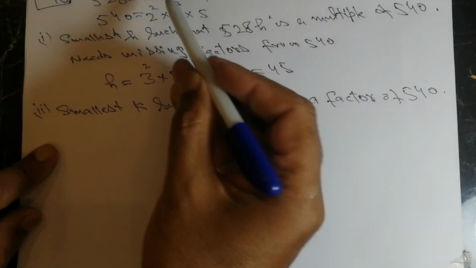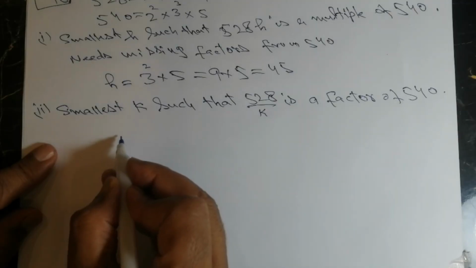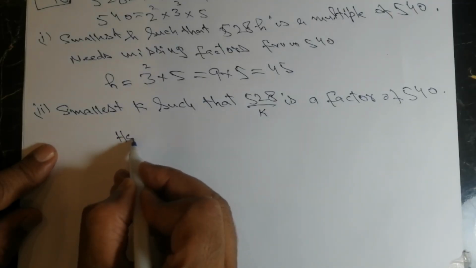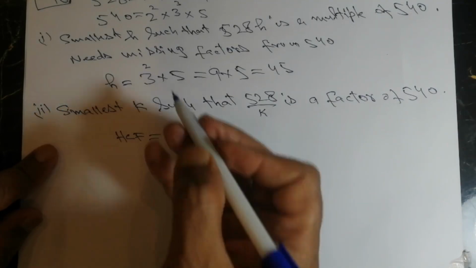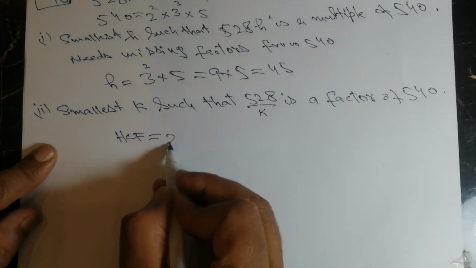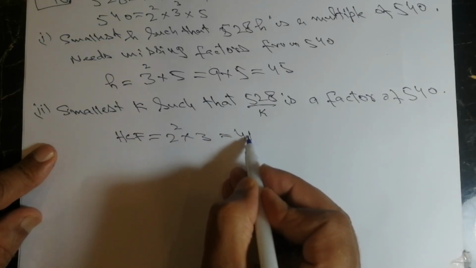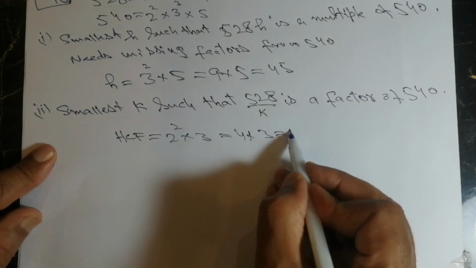So if we find the HCF of these two numbers, in case of HCF we take the smaller power, 2 raised to power 2 into 3, that is equal to 4 into 3, equal to 12.